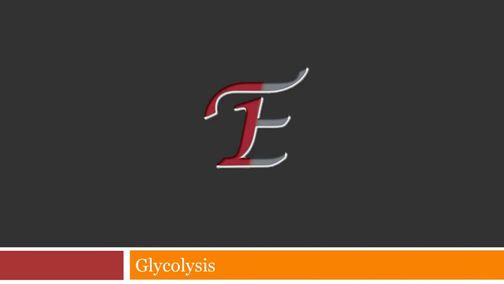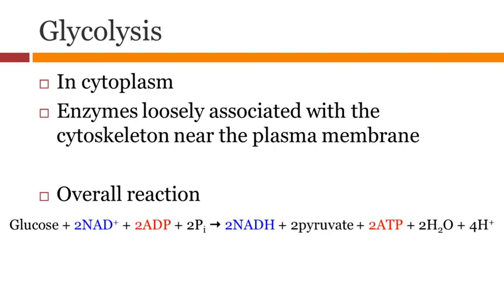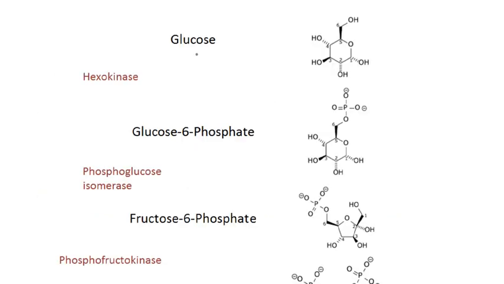Let's summarize glycolysis in a few minutes. Glycolysis happens in cytoplasm. It is facilitated by enzymes which are loosely associated with the cytoskeleton near the plasma membrane. Here is the overall reaction. You produce 2 ATP and 2 NADH. You also produce 2 molecules of pyruvate, which is further broken down.